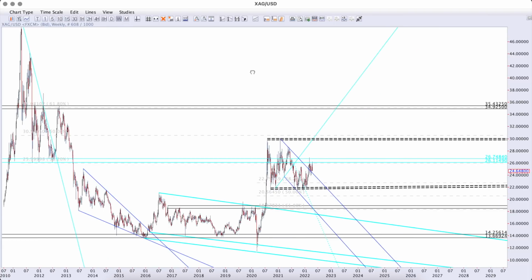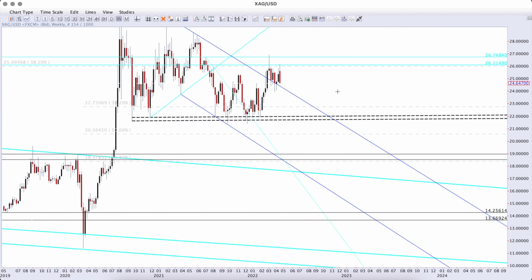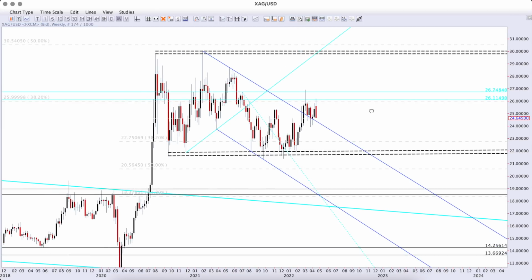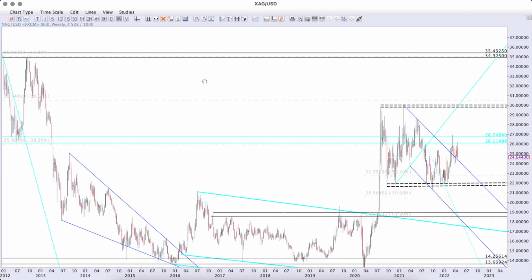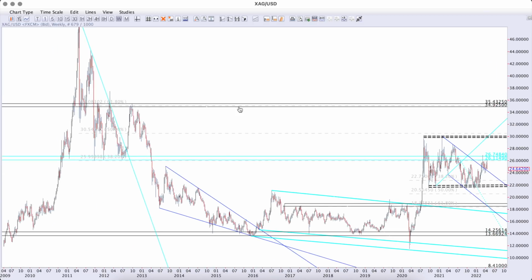So when we look in again at the primary structure here, let's go back and compare this breakout here above the primary downward structure to the previous time that this happened. So we'll have to zoom it out and go back to this structure right here, this more wedge-shaped bottoming structure.